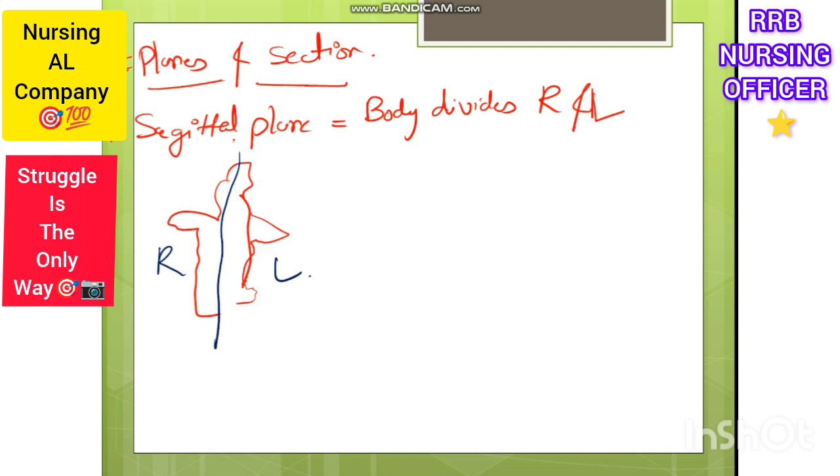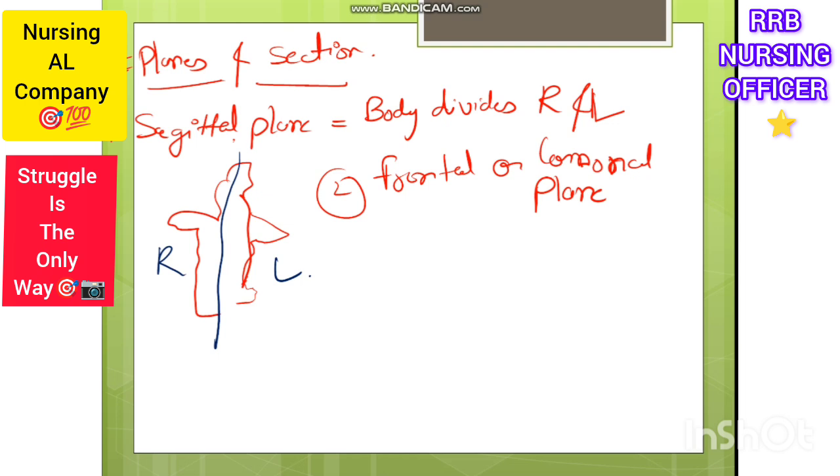Then the second is frontal or coronal plane. Coronal, I am sorry. It divides the body into anterior and posterior.